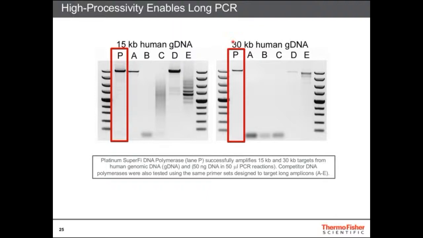We also did some minor adjustments to the annealing and extension times of the reaction, and were successfully able to amplify a 30 kb fragment. We've even been able to do a 40 kb fragment from E. coli genomic DNA. Again, with some minor modifications to the overall extension and annealing temperatures, we have been able to get the enzyme to go up to 40 kb successfully.